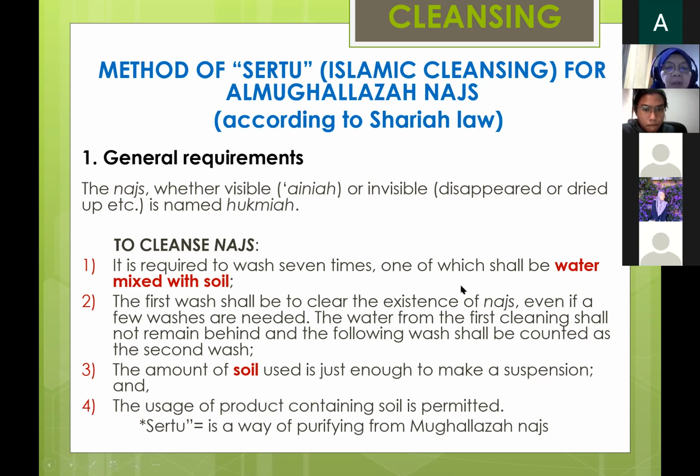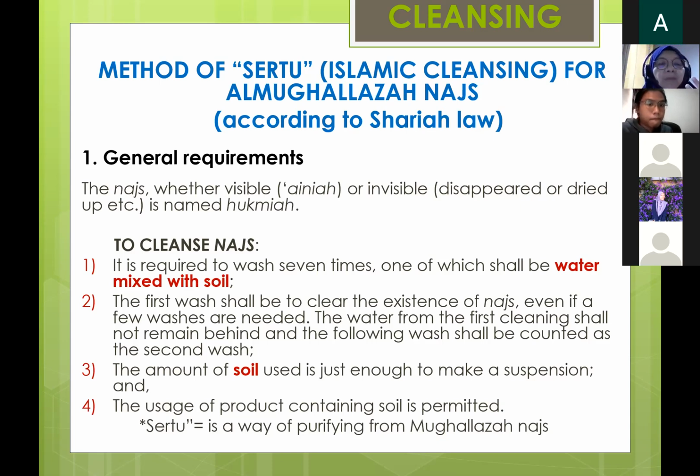Just to remind you that this is to clean places or a house or premises or anything. But you cannot clean the meat itself. For example, you take the pork and then you sertu the pork. It doesn't work that way. You cannot clean it. Pork is najis, forever najis. You cannot cleanse it.